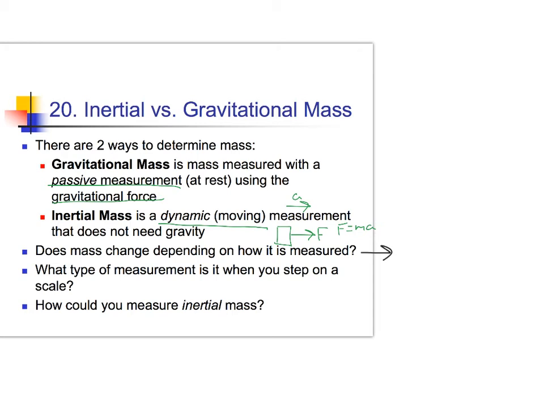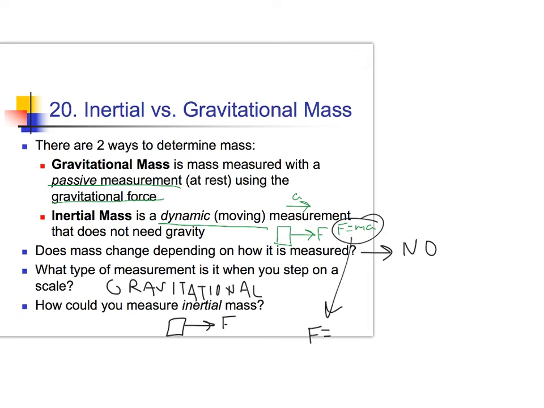The first one we already answered. Does the mass change depending on how it's measured? No, mass is mass. These really are just about the method we use to measure it, and they don't affect the final result. What type of measurement is it when you step on a scale? That is a gravitational mass. And lastly, how could you measure the inertial mass? We also already talked about that briefly. Pulling a box with some force and measuring the acceleration. And then we're just using F equals ma to calculate the mass of the object based off of the force that we know and the acceleration that we know.